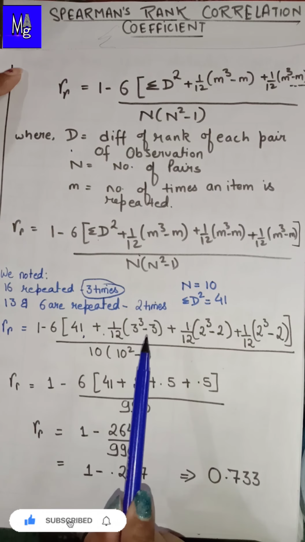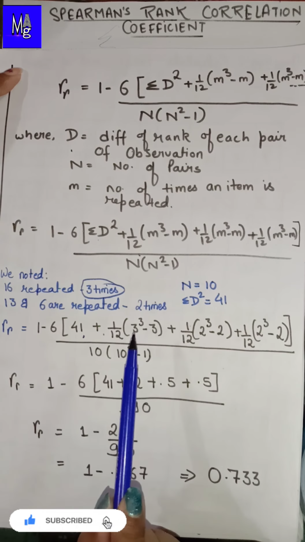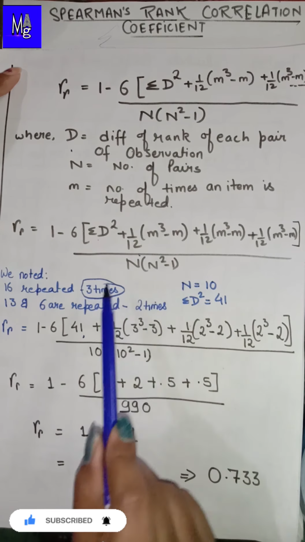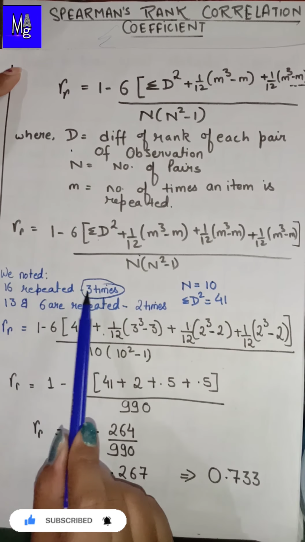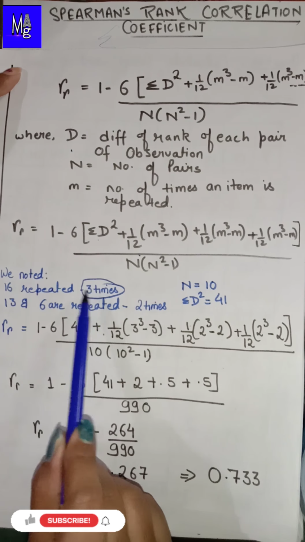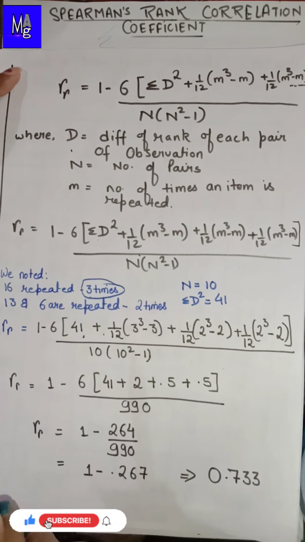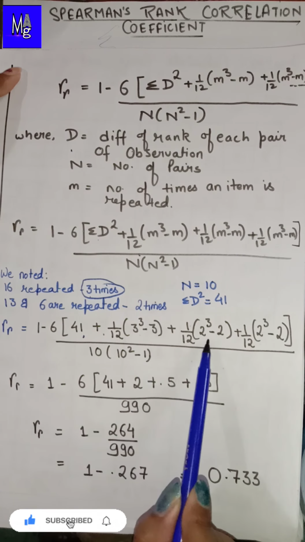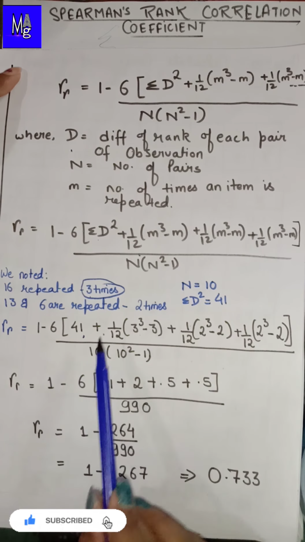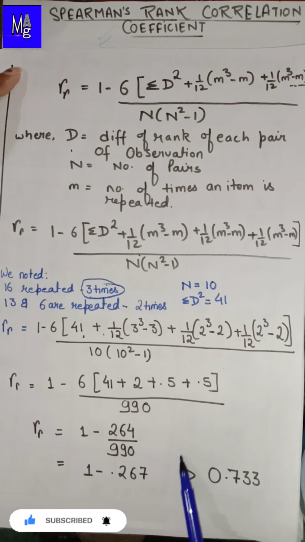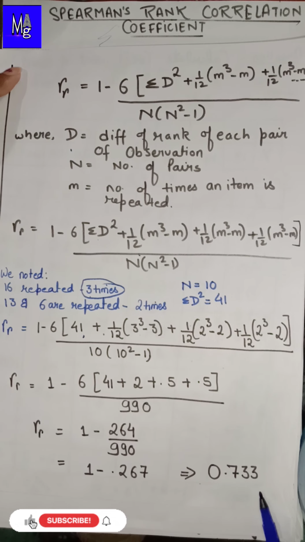The major thing that you have to take care of is m. M means the number of times a value has been repeated, not the value itself. The number of times it has been repeated. So 3 cube, 2 cube and 2 cube. After finding this out, this is the solution part, and as you can see, the rank correlation coefficient comes to be 0.733.